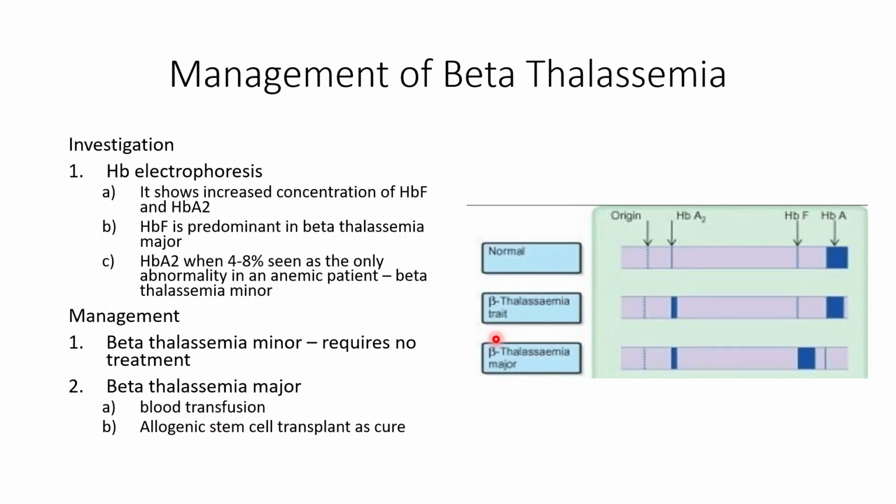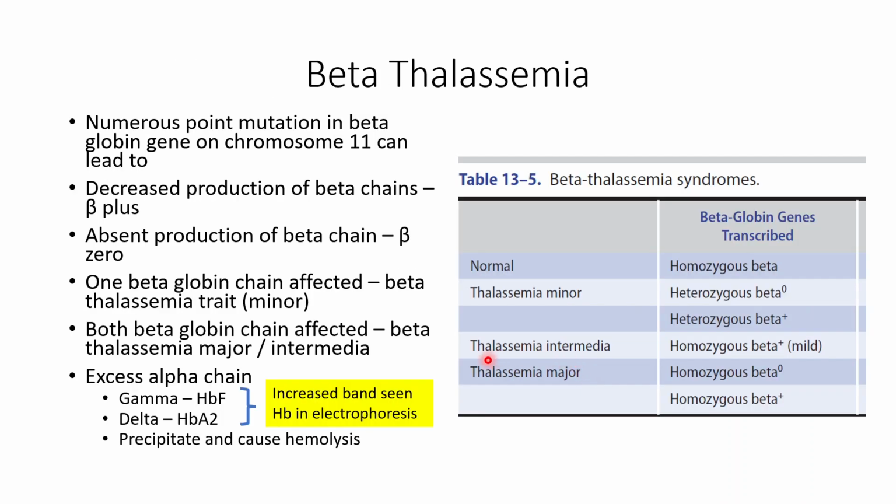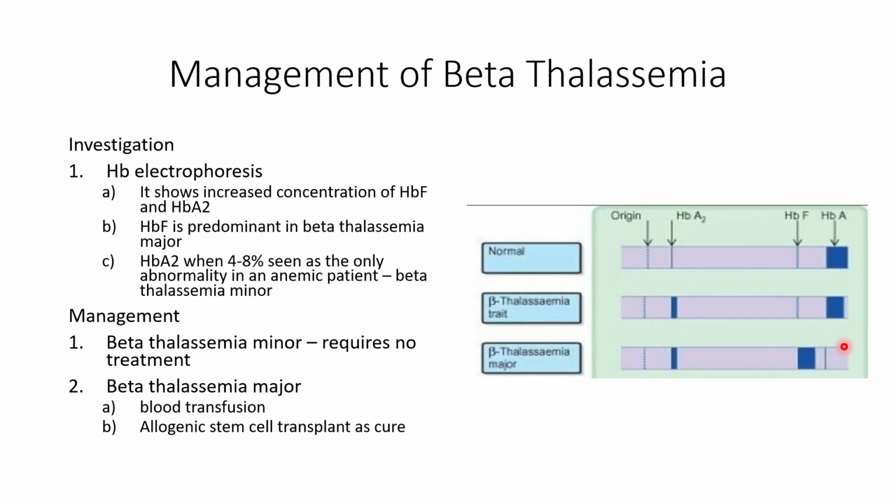Now let's see beta thalassemia major. In the classification you can see over here, beta thalassemia major is a homozygous condition. Both genes are defective. If both genes are defective, we are not going to get normal hemoglobin, which is hemoglobin A. So here you can see hemoglobin A is very low, less than 5%, whereas normally it is more than 96%.